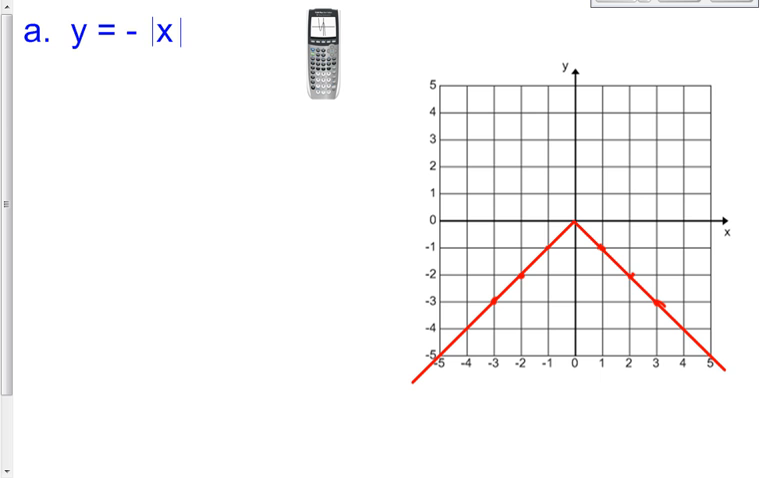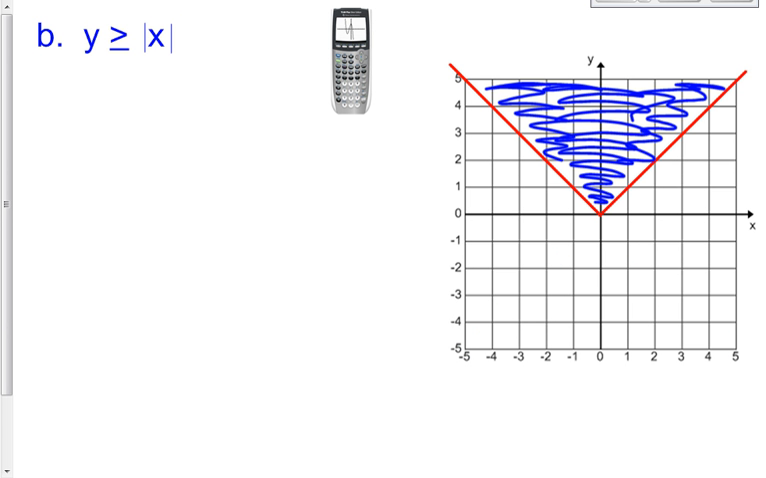For letter B, when it's y is greater than or equal to the absolute value of x, you're going to have a solid line for this v. It's going to start at 0, 0, and like I said, your slope is always going to be a rise of 1 and a run of 1. So don't worry about going up 2 over 3 for 2/3 slope, or up 2 over 1 for a slope of 2 or something like that. It's always going to be 1.